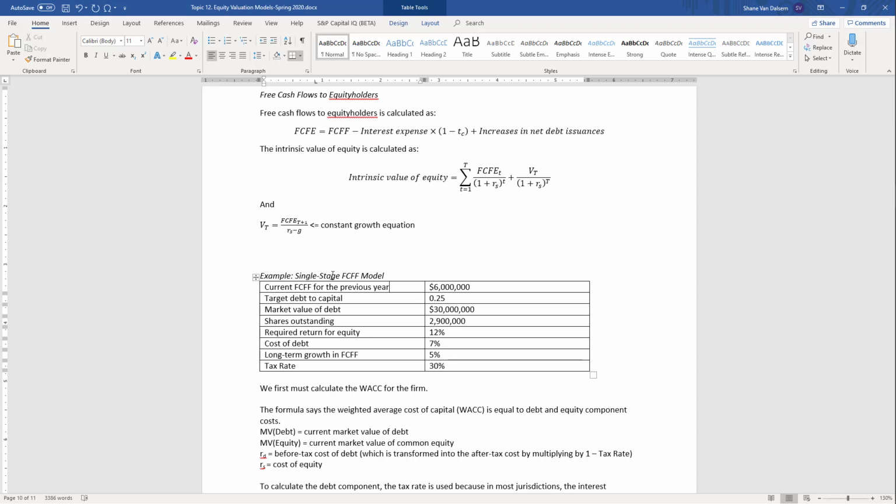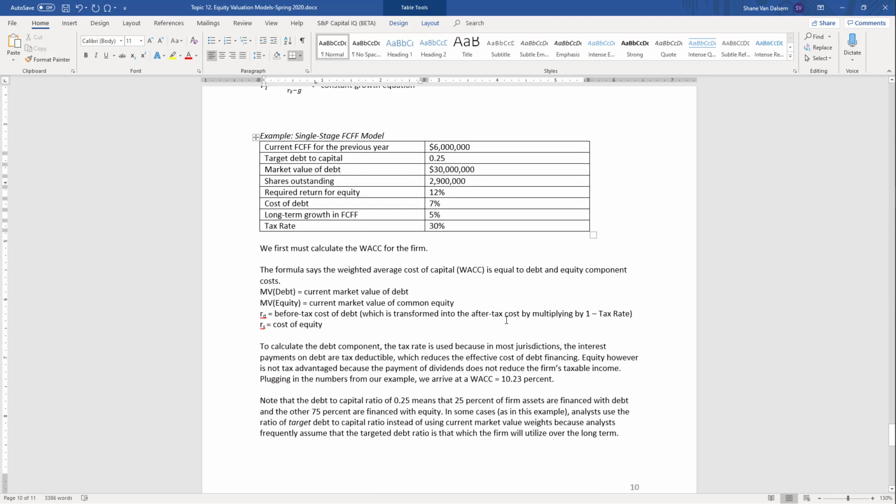So the first thing we need to do is calculate the weighted average cost of capital for the firm. The formula, which is below, says that the weighted average cost of capital is equal to debt and equity component cost. We multiply those by the individual weights. MV debt is the current market value of debt. MV equity is the current market value of common equity. R sub D is the before tax cost of debt. And R sub S is the cost of equity, or the required rate of return on equity.